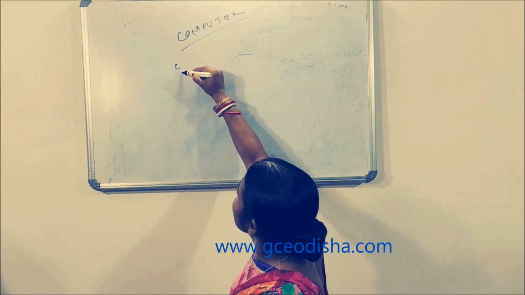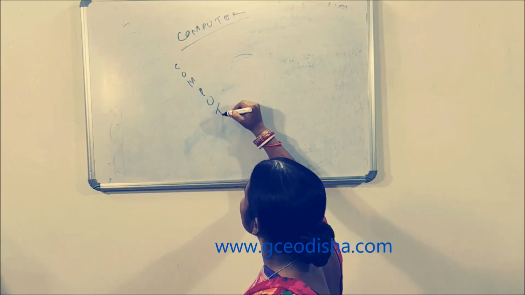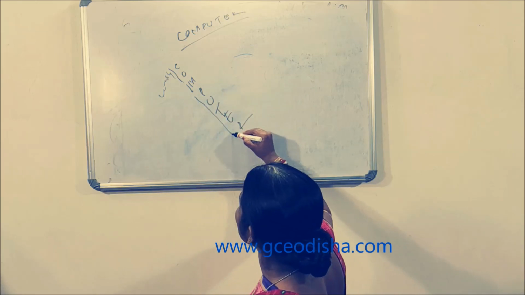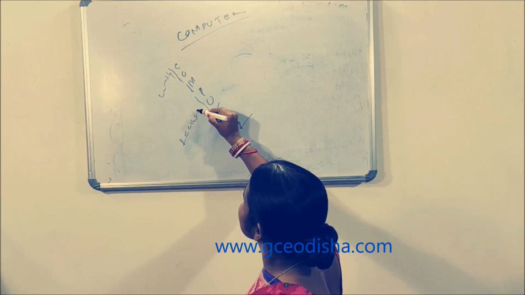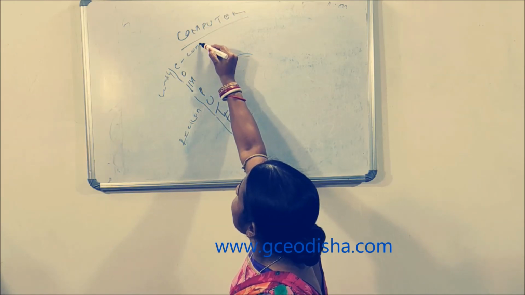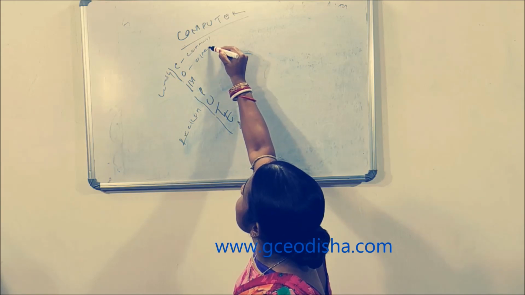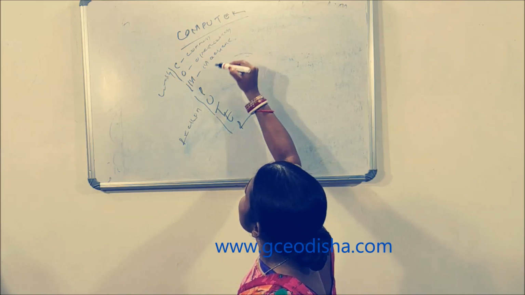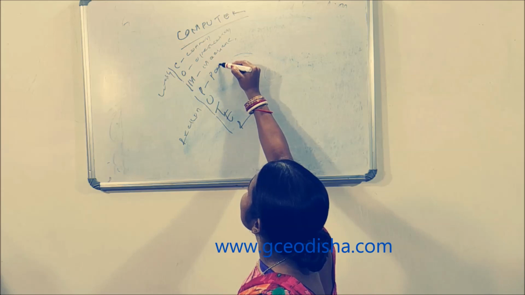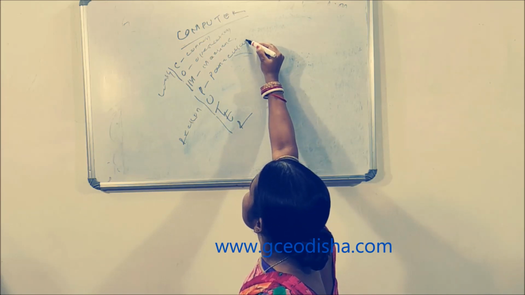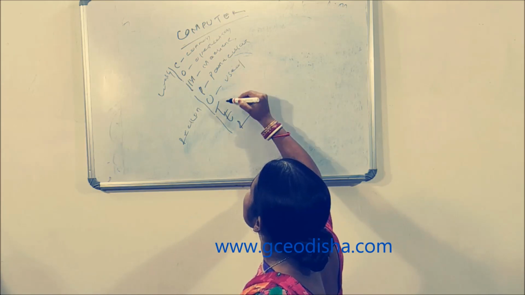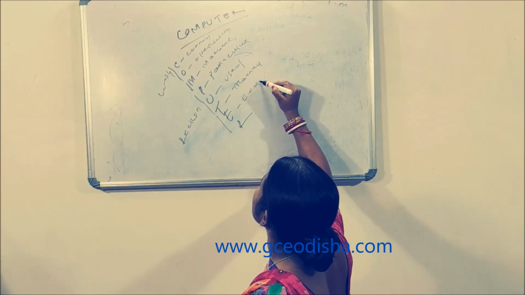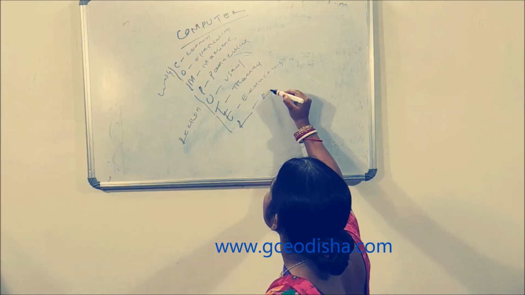Computer: com plus puter means reckon. C for common, O for operation, M for machine, P for particular, U for used, T for trade, E for education, R for research.